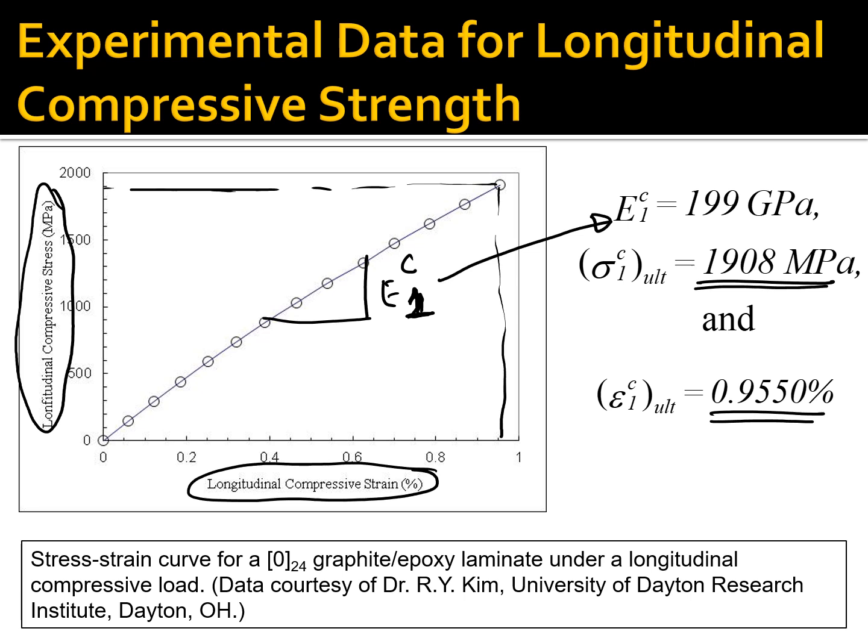This particular test is done with 24 plies on a graphite epoxy laminate under a compressive load. So you want to use some kind of a linear regression to be able to find out what the Young's modulus is. You'll have to be able to do that, because that's the initial slope of the stress strain curve which you'll have to calculate.